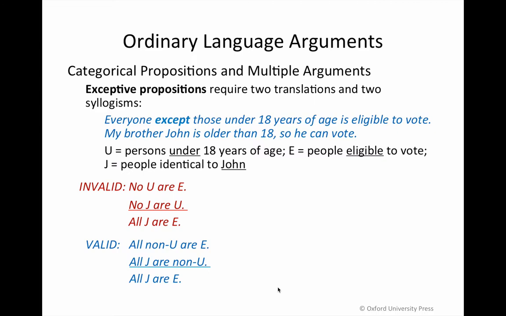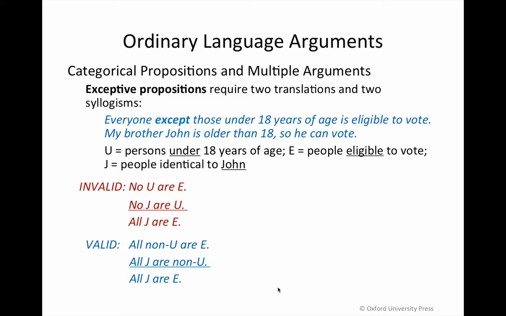In the invalid version of the argument, the second premise reads, no one identical with John is under the age of 18. Notice that the U is consistent in each of the premises in which it appears, both in the first argument that turns out to be invalid and the second argument that turns out to be valid. So let's take a look at these in turn.